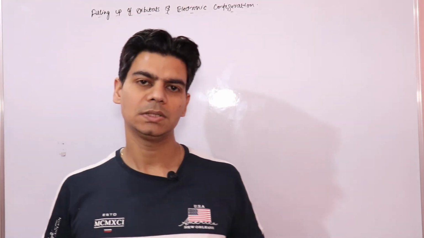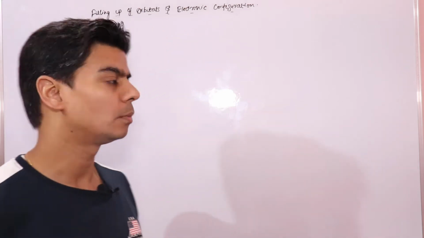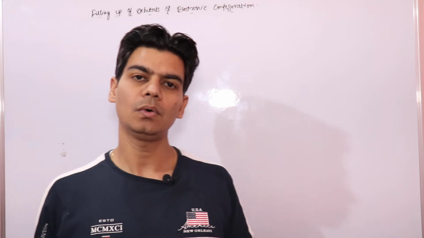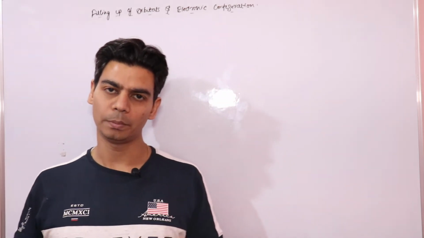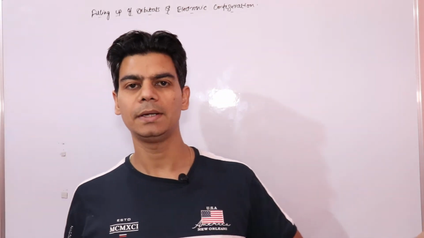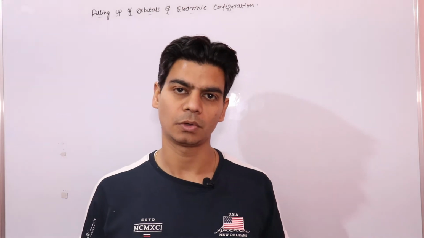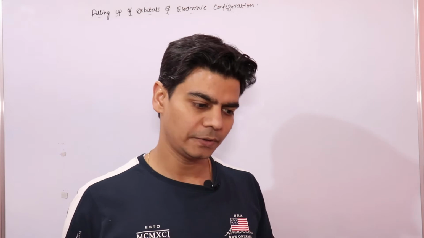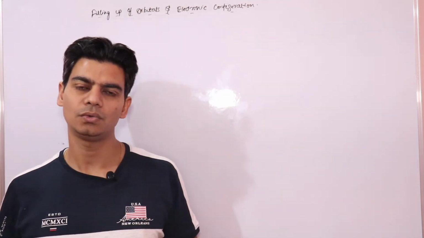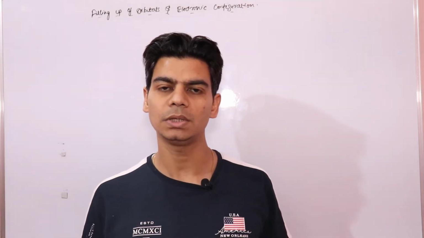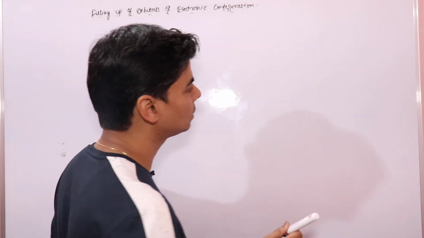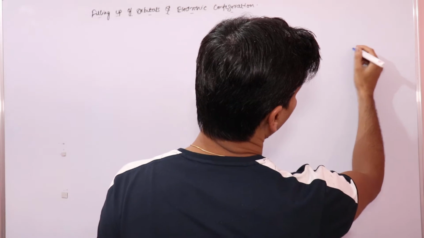Now in today's class we will see how to fill up the atomic orbitals. Once we know the rules behind filling up orbitals, we will go ahead and write down the electronic configuration of atoms. Electronic configuration has been introduced to you in previous classes also, in class 9th and 10th. Just briefly, let's take a look at it.